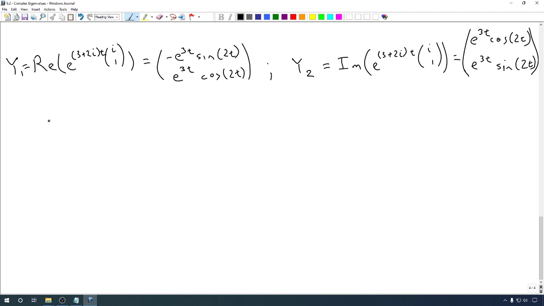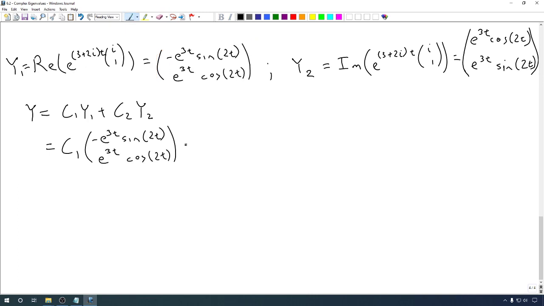We're just going to combine these two solutions. We're going to add them together. So here we're going to take y is equal to a constant times y1 plus a constant times y2. That means we have c1 times this thing here. Actually, maybe I'll just go ahead and copy that, so I don't have to rewrite it out again. And then we add c2 times the other one.